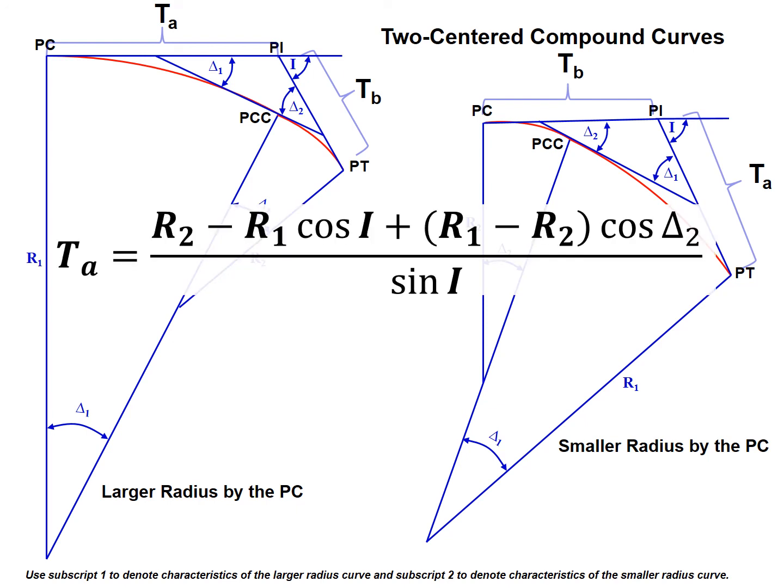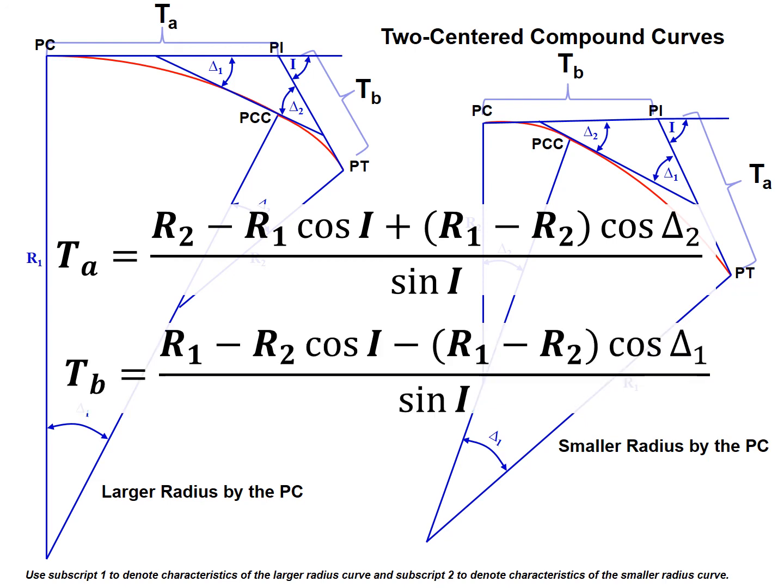So in summary, we have an equation for T sub a, and you'll want to solve for this when the larger radius is by the PC, because you'll want that tangent distance for your stationing. You may also want the T sub b, but for stationing purposes, you're going to need that T sub a. And then when you have the smaller radius by the PC, you're going to need to solve for T sub b, and this is the equation for that. So this is how we derive those two equations for tangents, T sub a and T sub b, for a two-centered compound curve.